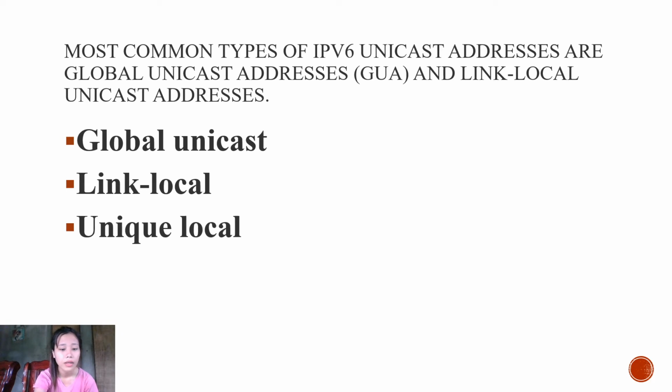Another type of unicast address is the unique local address. IPv6 unique local addresses have some similarity to RFC 1918 private addresses for IPv4, but there are significant differences. Unique local addresses are used for local addressing within a site or between a limited number of sites. These addresses should not be routable in the global IPv6 address space.